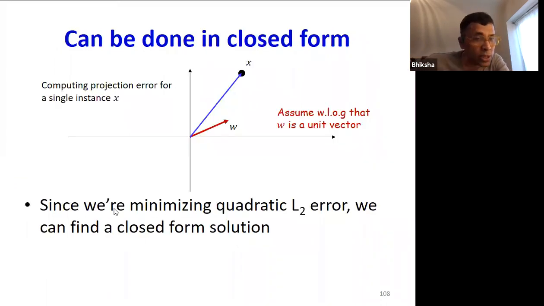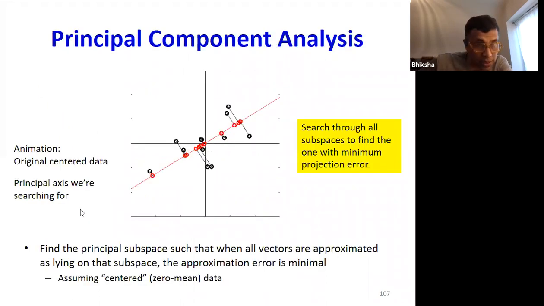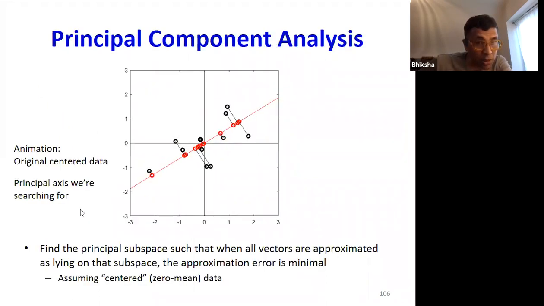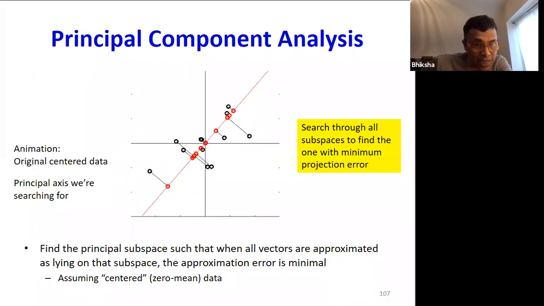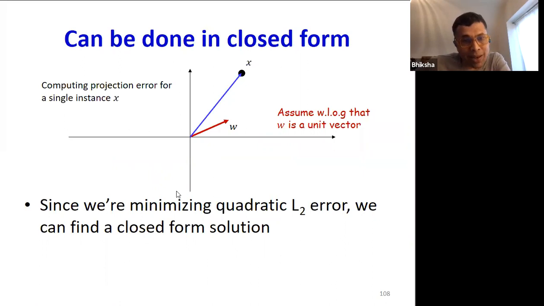So we can do this in closed form, although in theory, this is really a search problem. Finding principal components is a search problem, obviously. I'm searching through all of these, and I've got to find out which of these gives me the lowest error, for which the squared lengths of all of those black lines is minimized. But because we are looking for squared lengths, it's an L2 quadratic error, we can find a closed form solution.